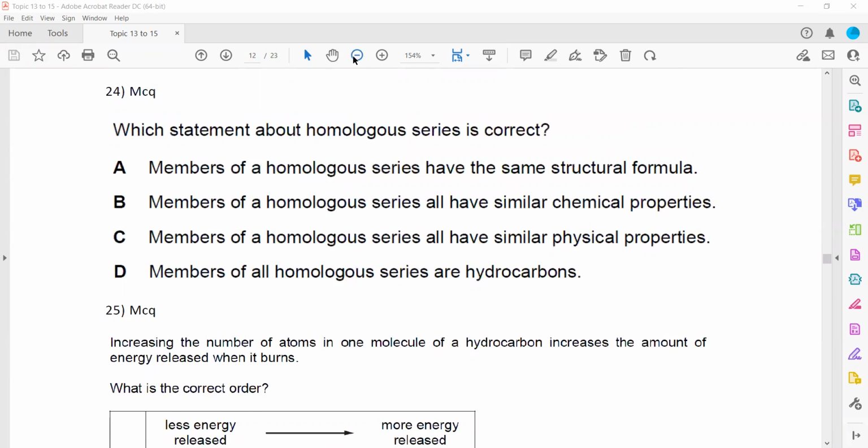Which statement about the homologous series is correct? Members of a homologous series have the same structural formula. That is wrong. They have the same general formula. Members of a homologous series all have similar chemical properties. That is true. Their physical properties gradually change. They don't have the same physical properties, as some of them are gas, then liquid and solid. And members of all homologous series are hydrocarbons? No, because alcohols are not hydrocarbons, but they also belong to a homologous series. So B is the right statement.